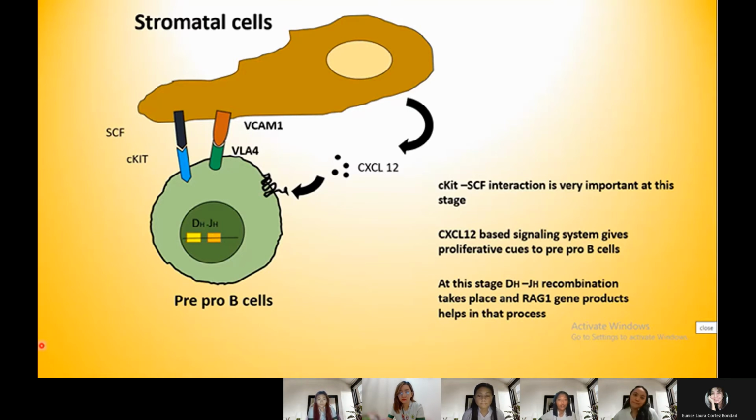Now, at this point of time, two phenomena happen. One is the c-KIT SCF interaction, which gives rise to the proliferative signal, and also at this point, the CXCL12-based signaling system gives rise to a proliferative signal also. From this point onwards, the heavy chain DJ combination starts.